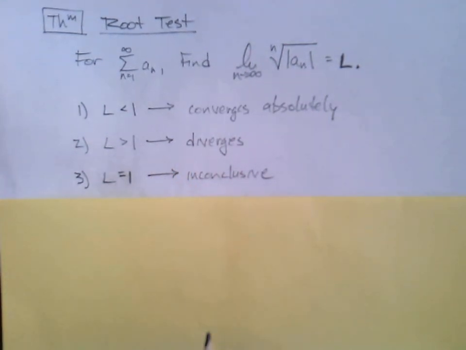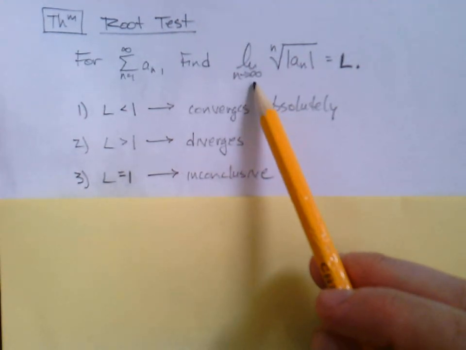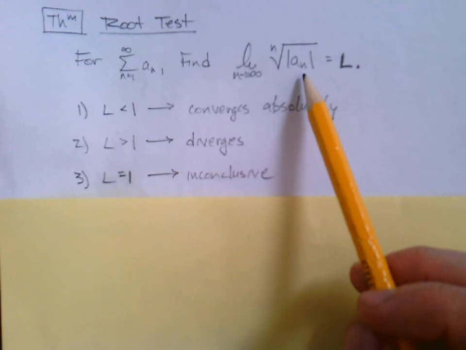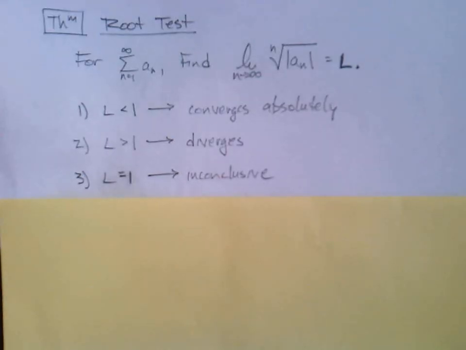For the series n equals 1 to infinity of a_n, let's find the limit as n approaches infinity of the nth root of the absolute value of a_n. Now that seems like a weird thing to do. Turns out there's just really specific cases where the root test is going to be helpful. We'll see one of those in a moment.